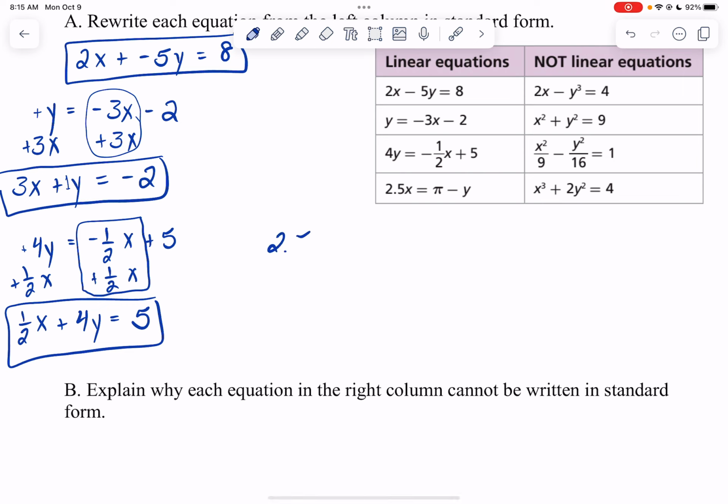Next one is a little wonky, but it's all right. Pi minus y. Remember, this pi is not a variable, it's a number, slightly more than 3, less than 4.